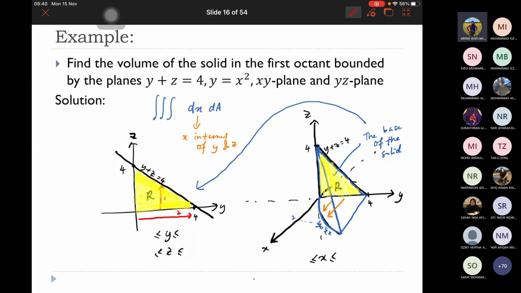Did anyone get it? The limit for X. Anyone got it? What will be the limit for X? Open the app. Fahim, Farhad. Ramona, is Ramona here? Ernadia. So can someone give me what will be the limit for X?